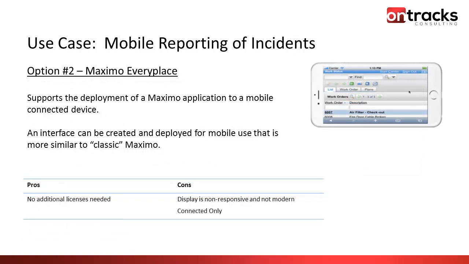Another option would be to use Maximo Everyplace, which has been around for quite some time. So Maximo Everyplace is a connected-only method of pushing screens out to mobile devices. And basically the way Maximo Everyplace works, it would support the deployment of an application inside of the application designer, which you probably use to build your other screens and modify screens for core Maximo. You can identify and build out a Maximo Everyplace screen. It's a connected-only system, so you can't use it in an offline mode. You have to be connected, whether that's via cell tower or via Wi-Fi, but you need to be connected to your server to use it.